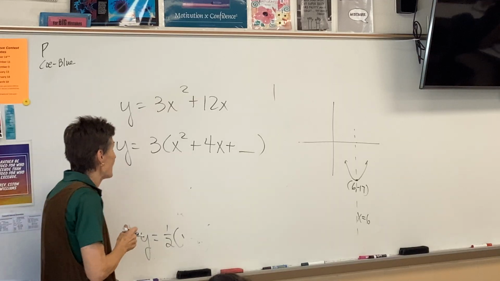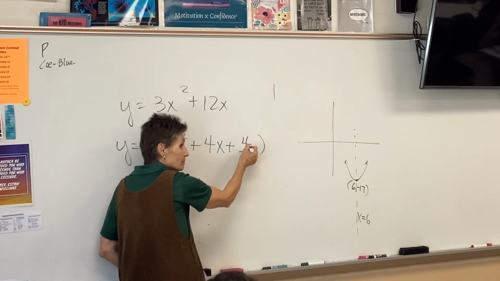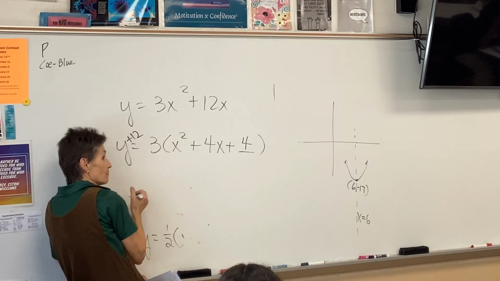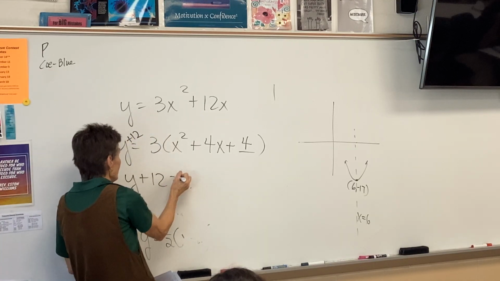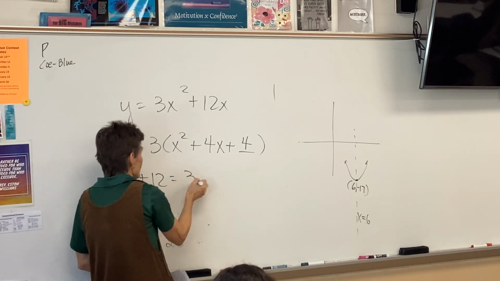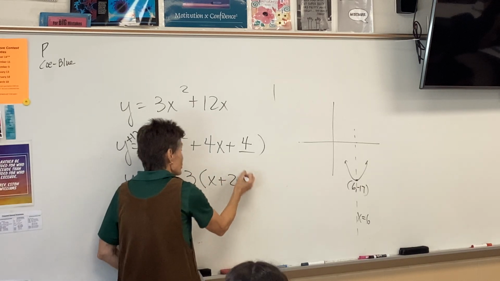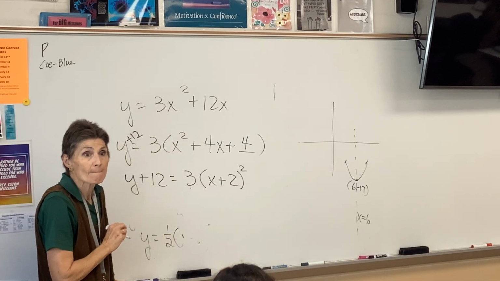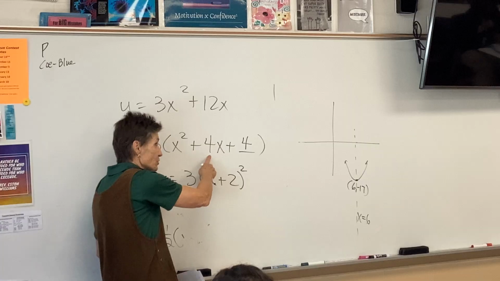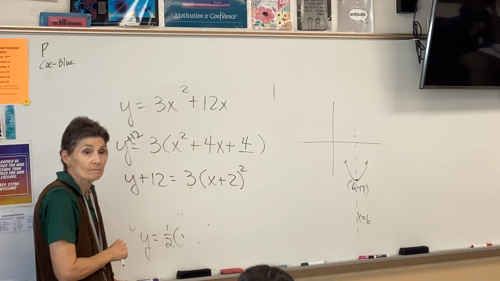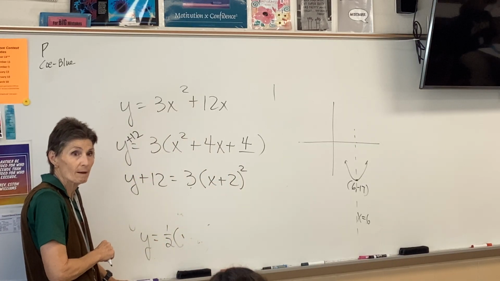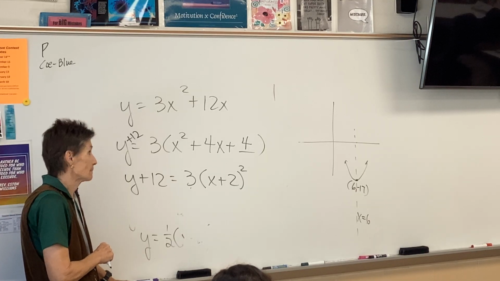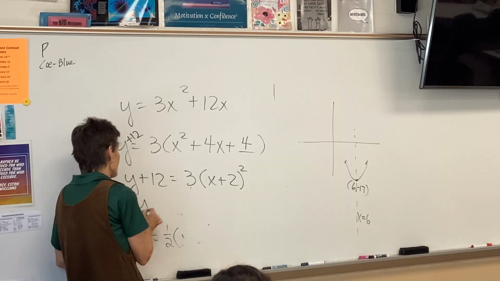So what do I need to add? 4? But I'm really adding a 12. So y plus 12 equals 3 times x plus 2 squared. Did I do that too fast? Erica, how'd you get the 4? Half of 4 is 2, squared is 4. That's how we complete the square. Remember? And then the last thing I'll do is move that 12.